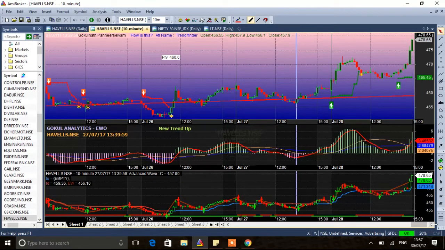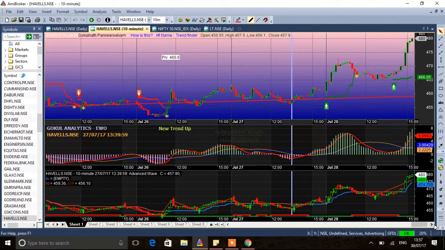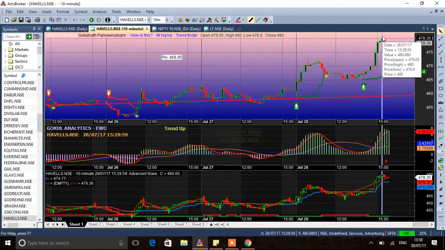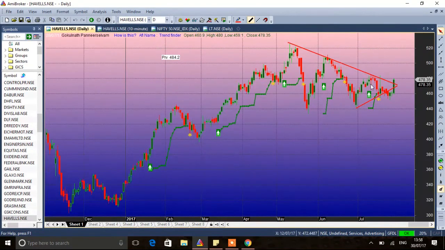And now 478. Let's see. Now I'm protecting my profit, trailing the stop loss to 478. Time is 3:30. Oh, so the market closed. 478, 480. So let's see, the high is 480. So the closing price is 478.25.